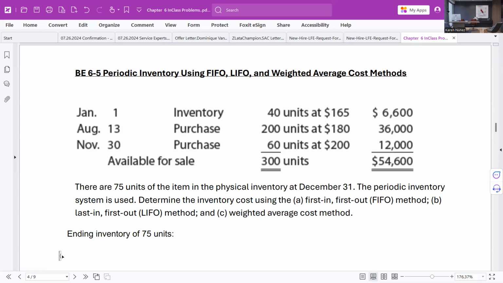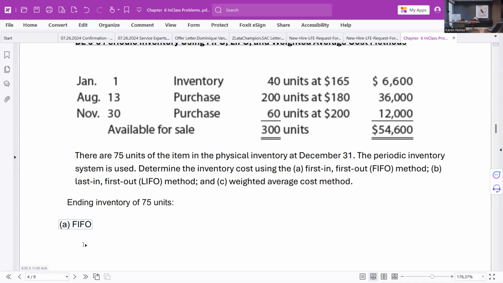And we're going to start with FIFO, ending inventory of FIFO. So FIFO, the first ones in are the first ones out to cost of goods sold, which means it's the last ones that are going to be in that ending inventory. What are the last ones? The 60. Start with 60. So we've got 60 at 200, and we can see that that equals 12,000.